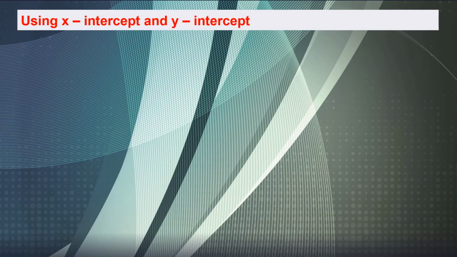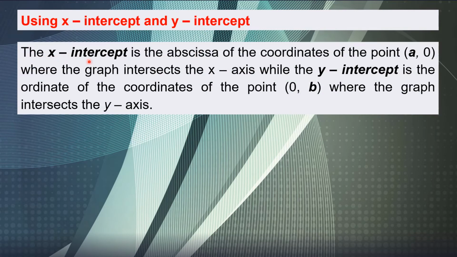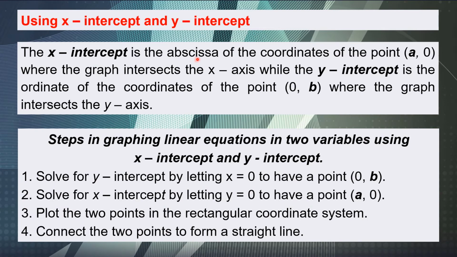Now, let's have the next method in graphing linear equations in 2 variables. It is using x-intercept and y-intercept. So, what is x-intercept and y-intercept? The x-intercept is the abscissa of the coordinates of the point A, 0.